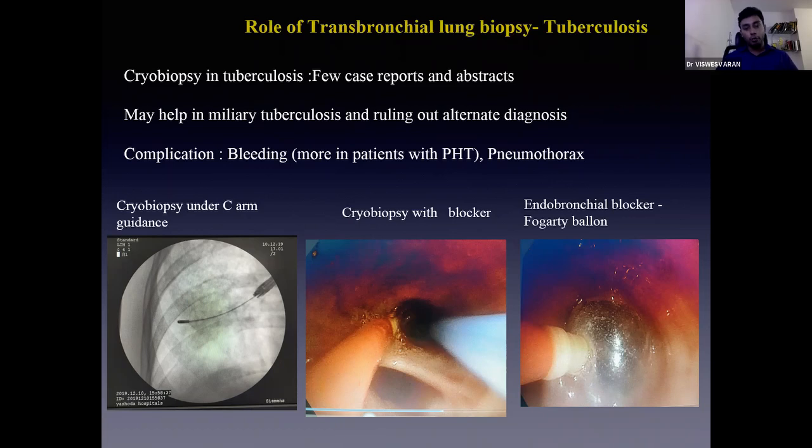So this is how we do it. We do it under fluoroscopic guidance. A cryoprobe is passed and a Fogarty or any endobronchial blocker is kept. Once the cryobiopsy is taken, the blocker is inflated to prevent flooding of the airways.